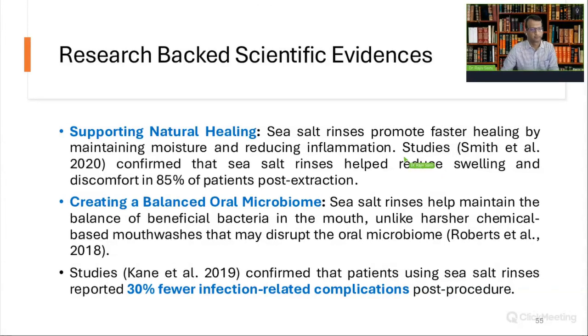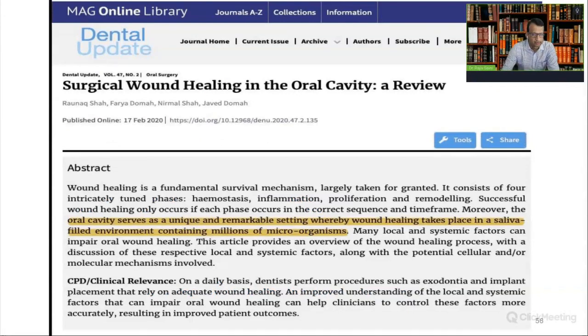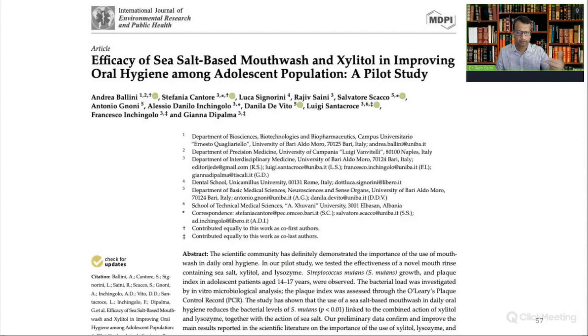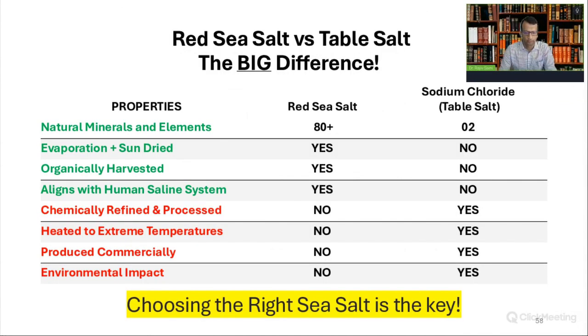It's always backed by science. There are studies done by different authors around the world that show how it is important in creating a balanced oral microbiome and supports natural healing. As we discussed, there is a microbiome in the oral cavity, and it is necessary to maintain good bacteria. That can only be maintained if the good bacteria are supplemented with the right amount of minerals, the right pH, and the right environment where they can repopulate and overpower the bad bacteria. It's very important to understand why sea salt is so important in today's world of oral care.